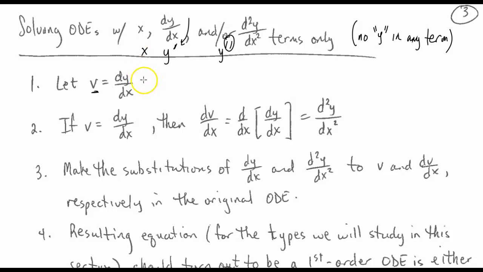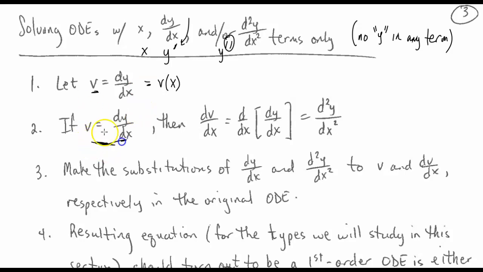And another thing I want to put here is that we're assuming that v is a function of x. Okay, and I'm mentioning that because that's going to affect how we take derivatives of v. In the other technique that we're going to study, we're going to assume that v is a function of y, and that's going to change things. So we need to make sure that we understand that.